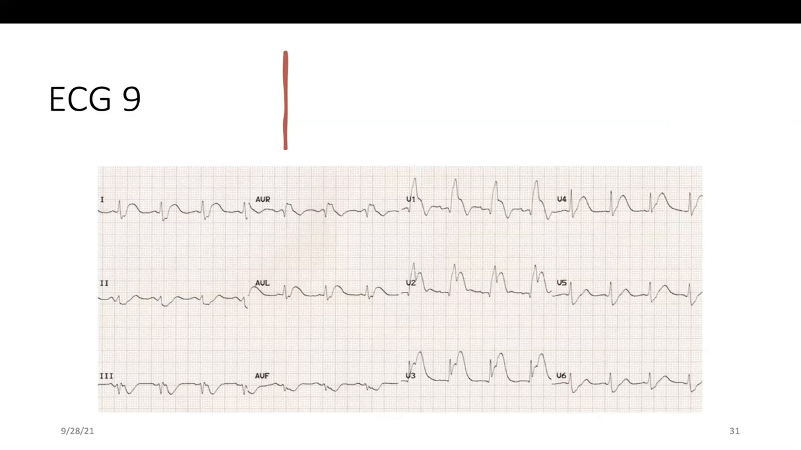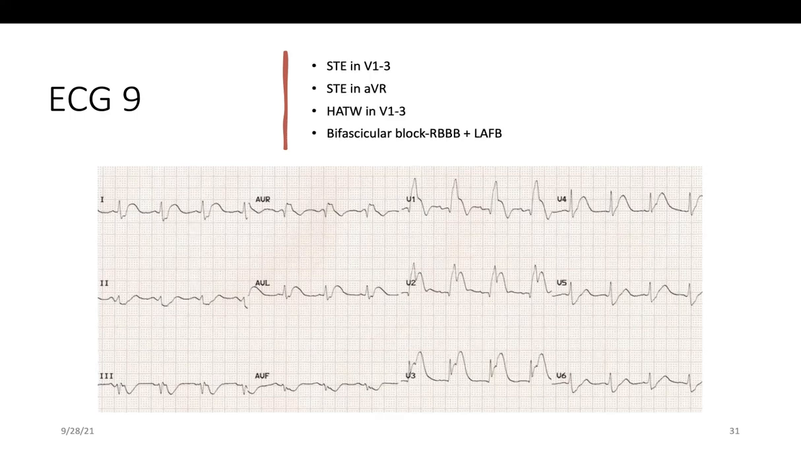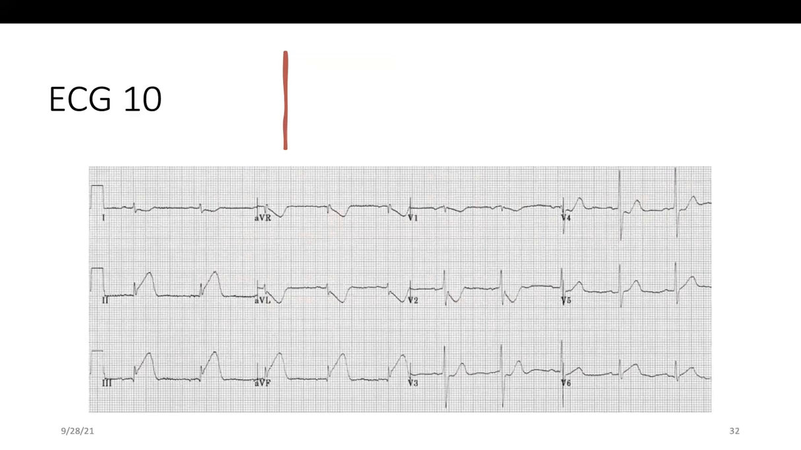Okay, so in lead 1 there's ST elevation, AVL there's some ST elevation or hyperacute T wave, AVR there's ST elevation, and 2, 3, AVF there's depression, which is reciprocal changes. And from V1 to almost V4, there's ST elevation. As you said, this is anterolateral MI with right bundle branch block, left anterior fascicular block. So it means it's a proximal LAD occlusion. ECG 10.